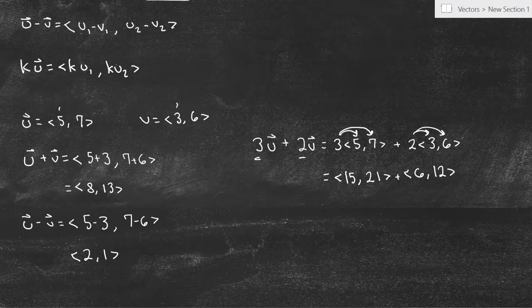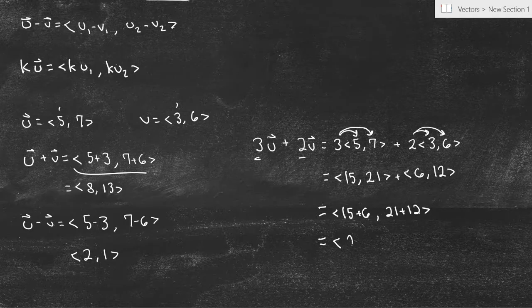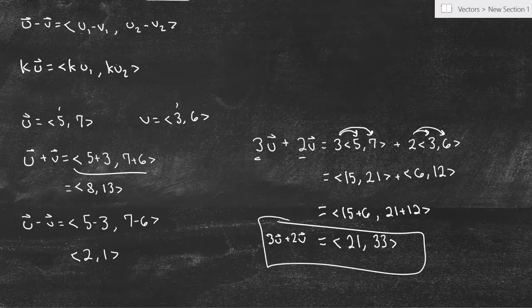Okay, now we just have these two vectors that we're working with, and now we can just add them up just like we did here. So we're going to take the x components and add them up. So we're going to get 15 plus 6. Then we're going to get 21 plus 12. Let's see what that's going to equal. We're going to get 21 as the x component and 33 as the y. So this means that 3u plus 2v equals this new vector of 21 and 33.